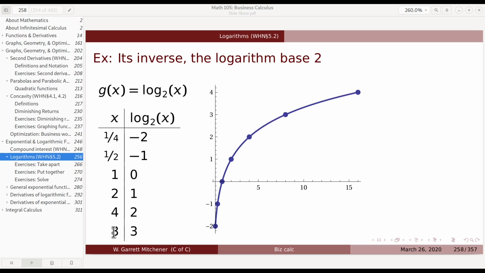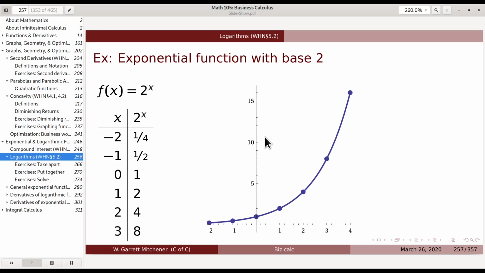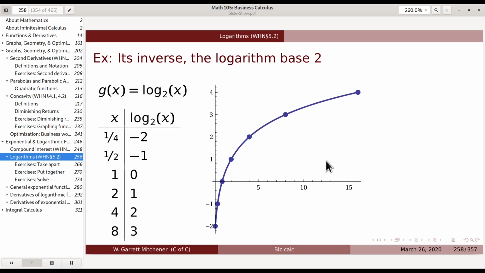What this 8 means now is that if I plug in x equals 8, the corresponding y is 3. So let's see here, here's x equals 8 and y equals 3. This is the flip of the point x equals 3, y equals 8 on the graph of f of x equals 2 to the x.